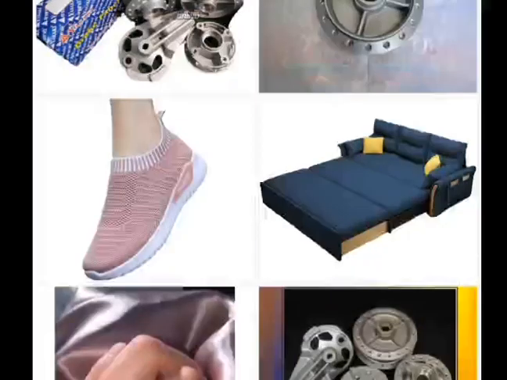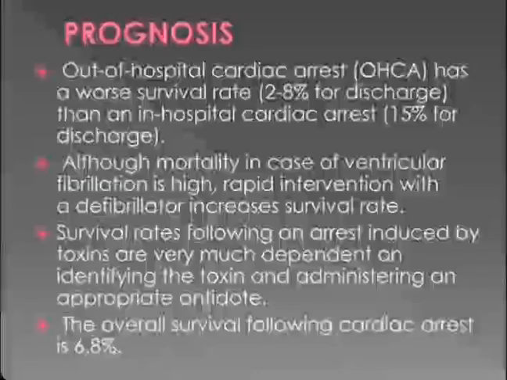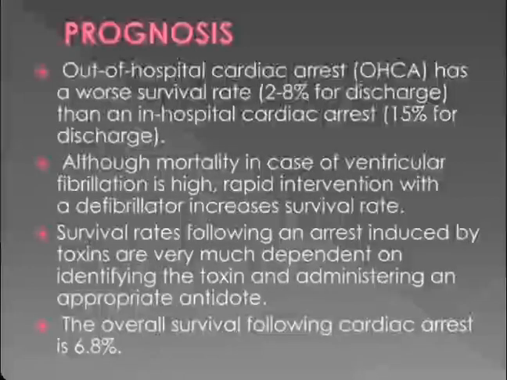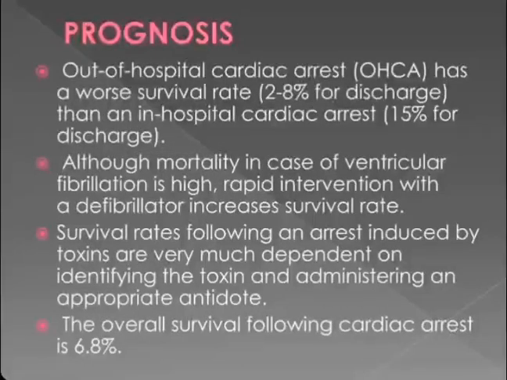Prognosis. Out of hospital cardiac arrest has a worse survival rate than in-hospital cardiac arrest. Although the mortality in the case of ventricular fibrillation is high, rapid intervention with defibrillation increases the survival rate. Survival rate following an arrest induced with a toxin is very much dependent on identifying the toxin and administering the appropriate antidote. The overall survival following the cardiac arrest is 6.8%.